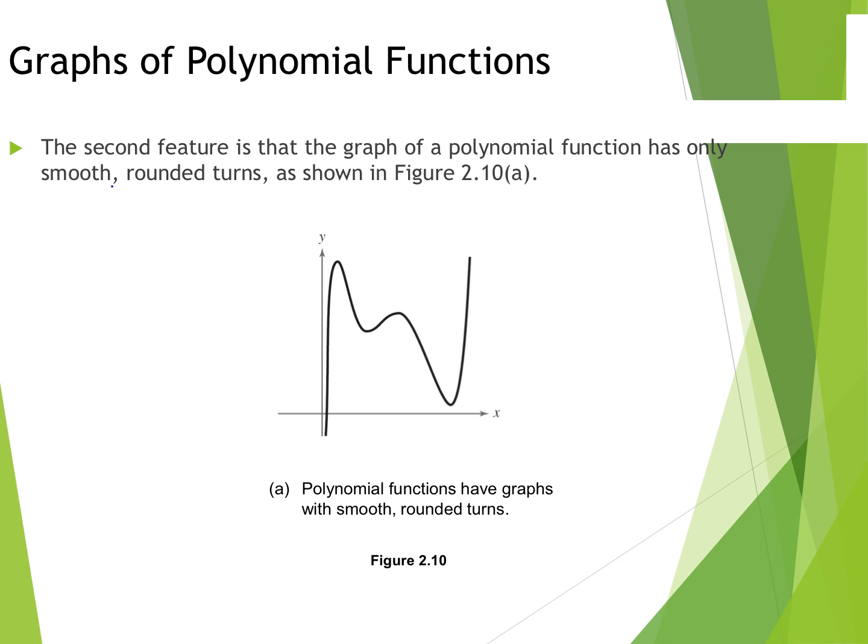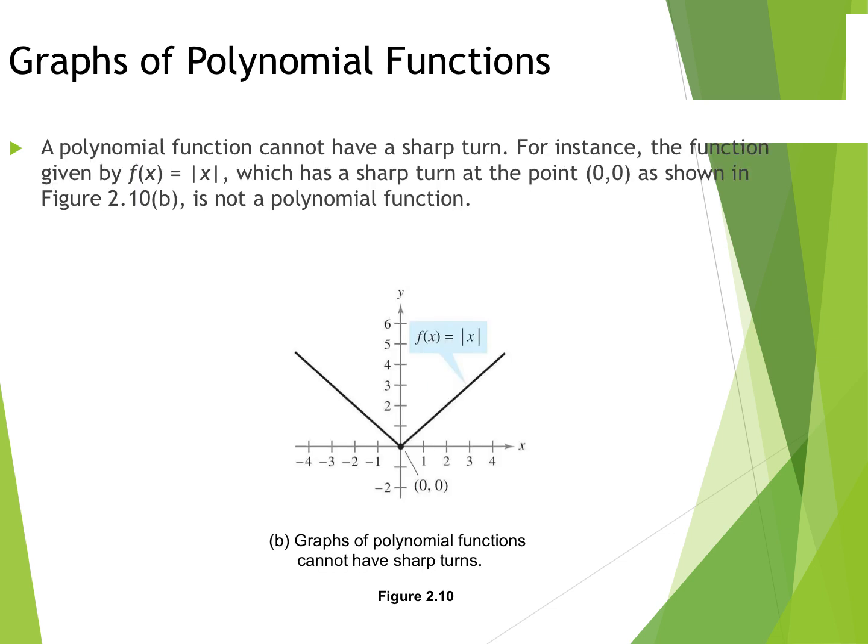And they are always smooth. So they have round turns. So continuous and smooth. Next page, we have an absolute value function graph. It has a sharp point here, so this is not smooth. So this is not a polynomial function. Cannot have sharp turns.